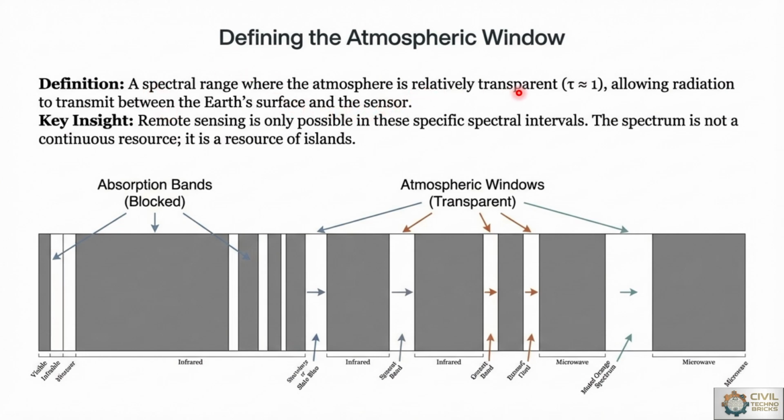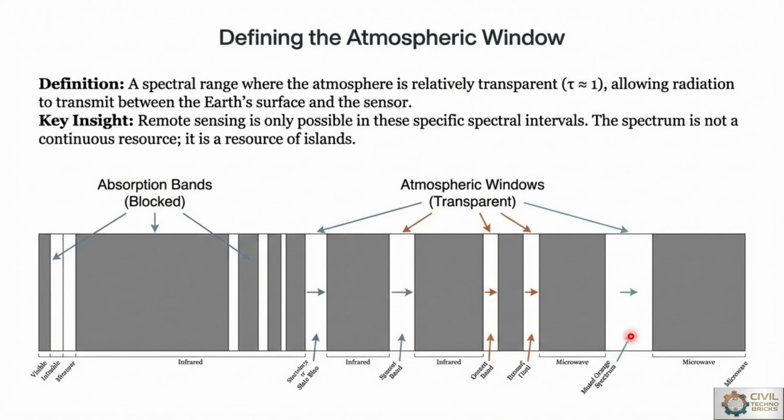This is the actual definition of atmospheric window, where remote sensing is only possible in specific spectral intervals. The spectrum is not a continuous resource, it is a resource of islands. Here the infrared region and microwave region are noted in gray color. These are the block absorption bands. On the other hand, there are many bands that are transparent, and they allow the spectrum to be transferred.